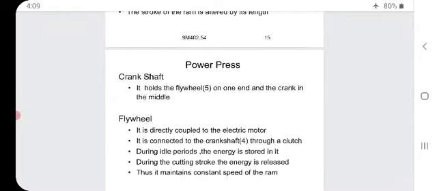Crankshaft. It holds the flywheel on the end and the crank in the middle.